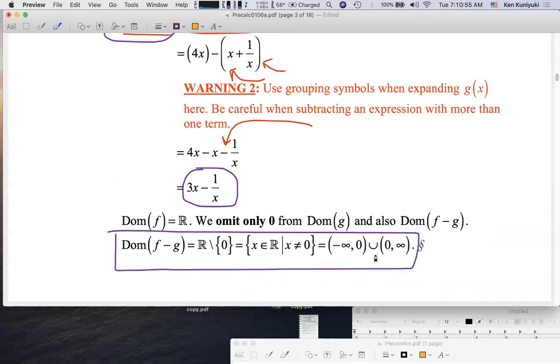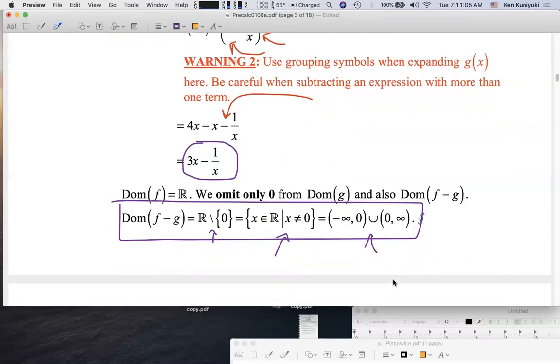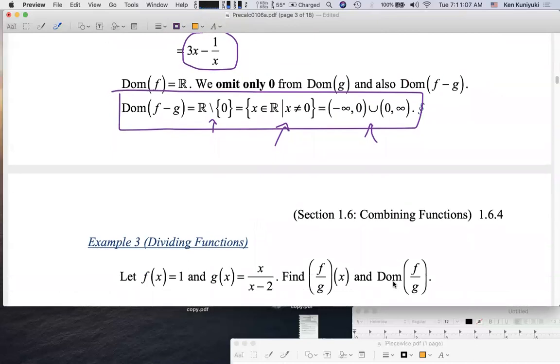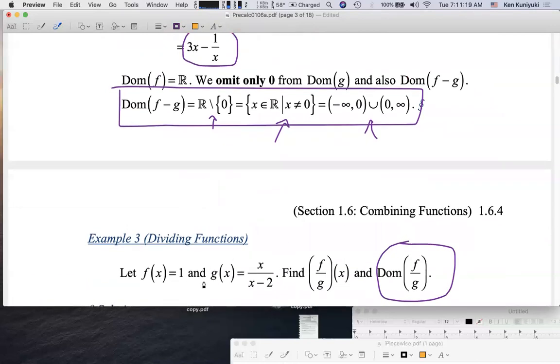And there are various ways of writing that down. Set difference form, set builder form, interval form. We skip 0. Again, you can multiply functions, but here let's consider dividing functions. And the domain question is more complicated. Let f of x equal 1, and let g of x equal x over x minus 2 on their implied domains. Find the rule for f over g of x, and find the domain of the f over g function.